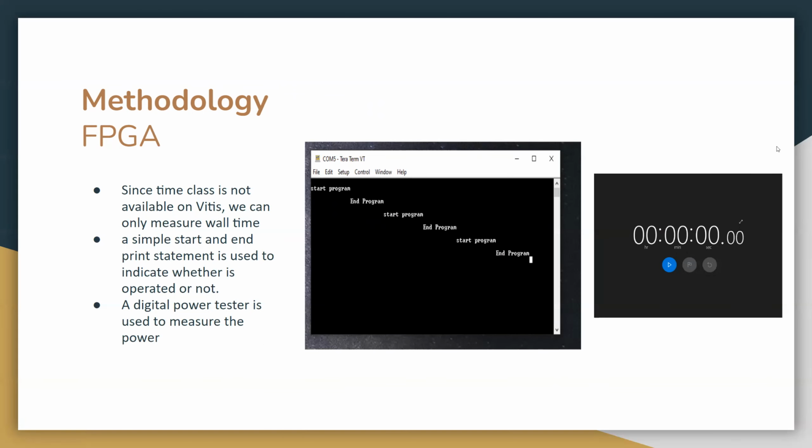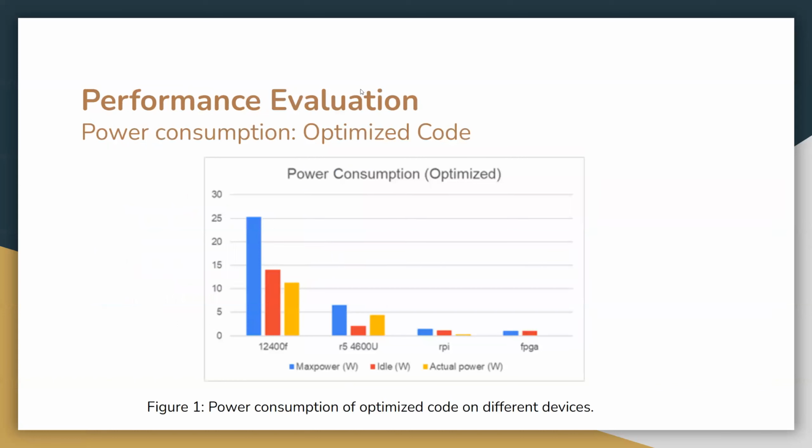And now Russell is going to talk more about the performance evaluation. So as you can see here, we have the power consumption for optimized code. As you can see, the desktop CPUs, the 12400F and the 4600, have a lot more power consumption compared to the Raspberry Pi and FPGA.